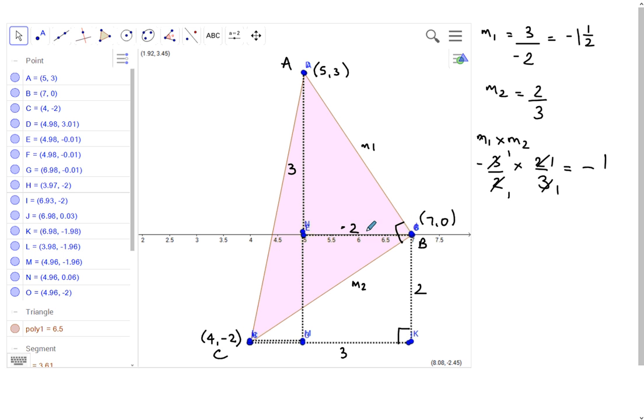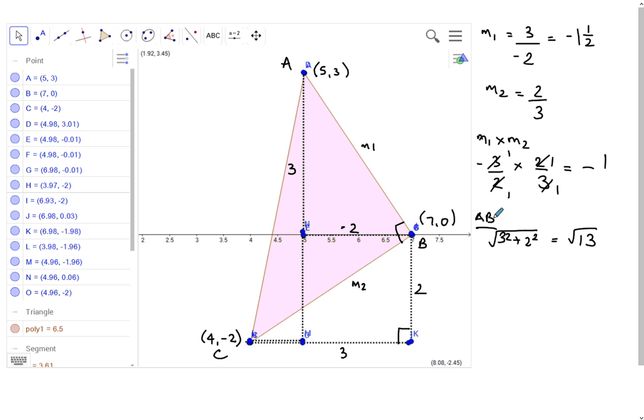So the length of AB equals the square root of 3 squared plus 2 squared, which is 9 plus 4 is 13. Okay. And then we'll take BC, because let's just do BC.